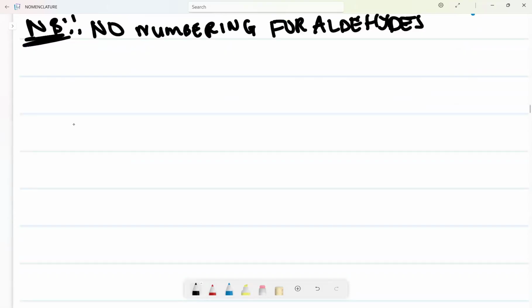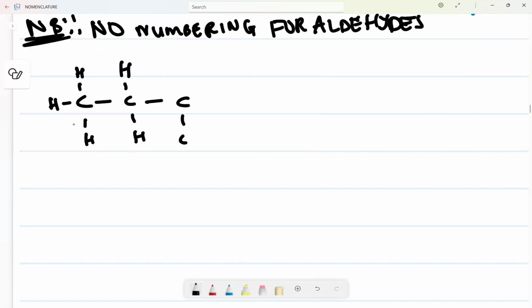Let us draw this. The structure will always be something like this. Maybe something like H, H, H like that, H, H like that, C, H, H, H like that.